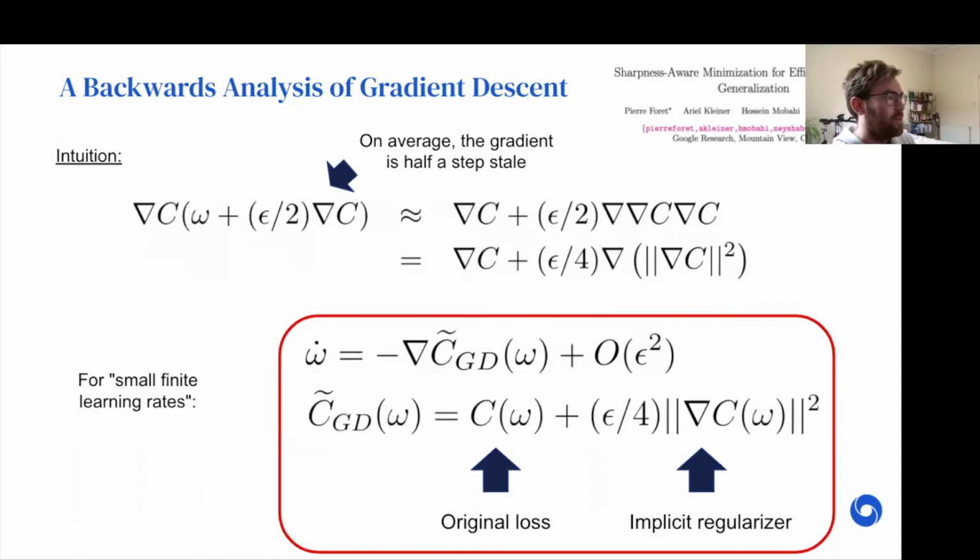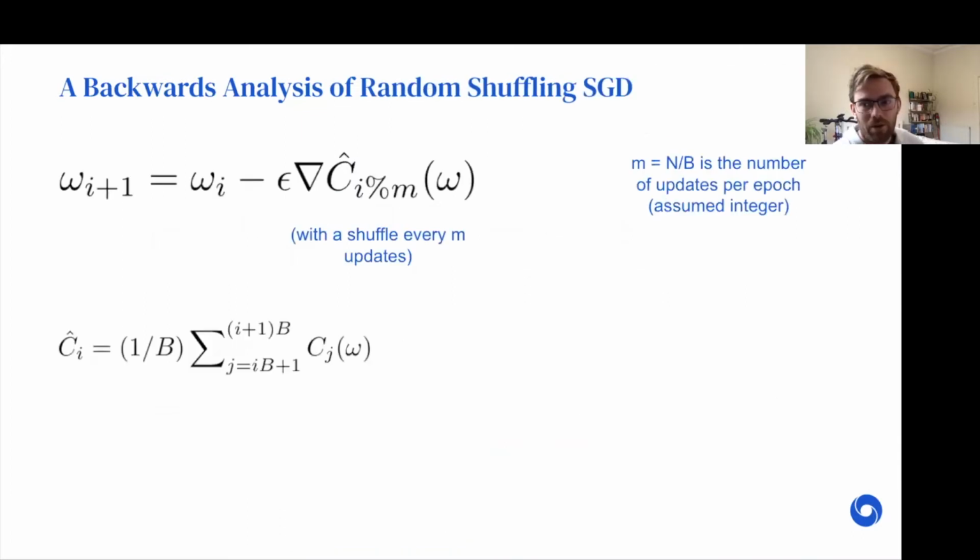Okay, cool. So I'll move on to the second half. We're now going to try and extend this analysis to random shuffling SGD. Just to very quickly define random shuffling SGD, we're now going to be considering an algorithm where we take updates proportional to a learning rate and then a gradient estimated on a batch of B examples. But rather than that gradient just being a random sample from the data set, every mini batch C hat i is going to be indexing a specific fixed set of B examples from the data set.